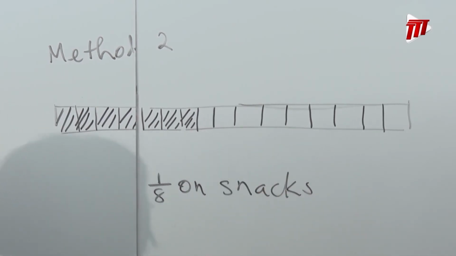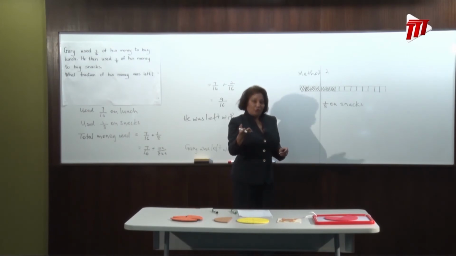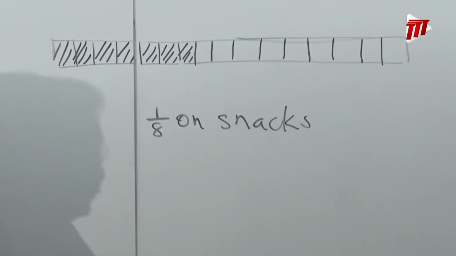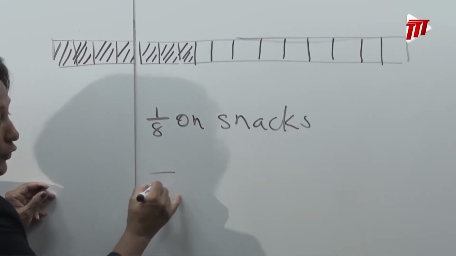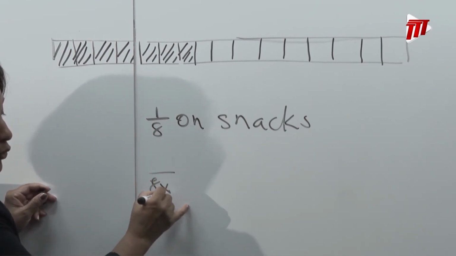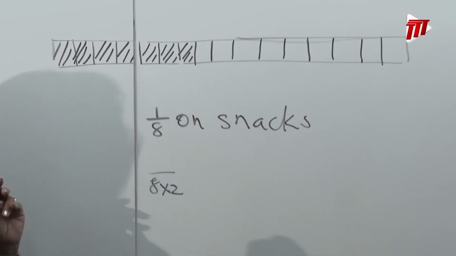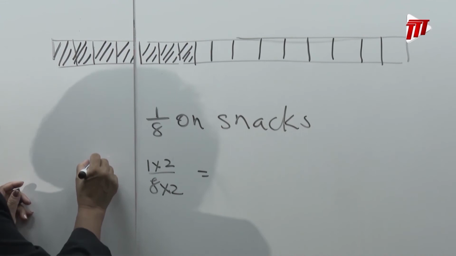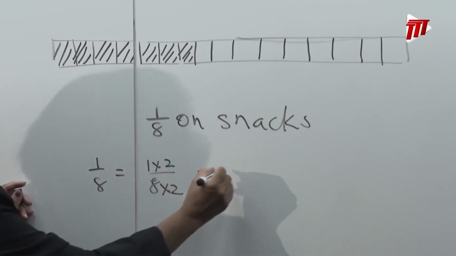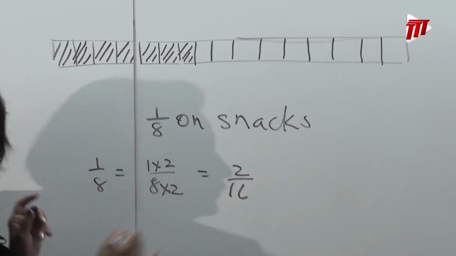But our bar was divided into 16ths. So how many 16ths would make 1/8? Difficult? No. To get this to 16ths, we just multiply by 2. So I multiply the numerator by 2 as well. So 1/8 is really 2/16.